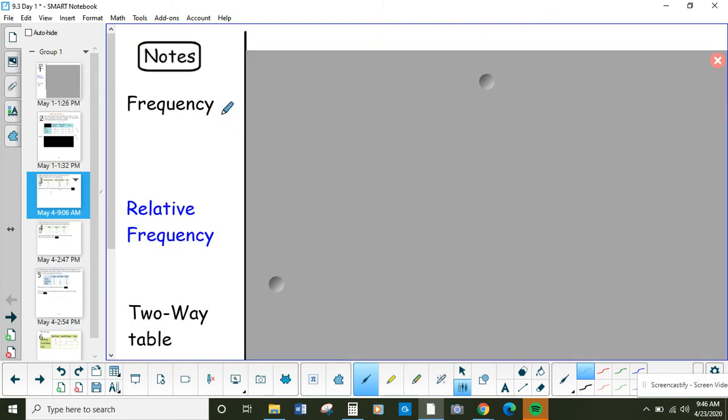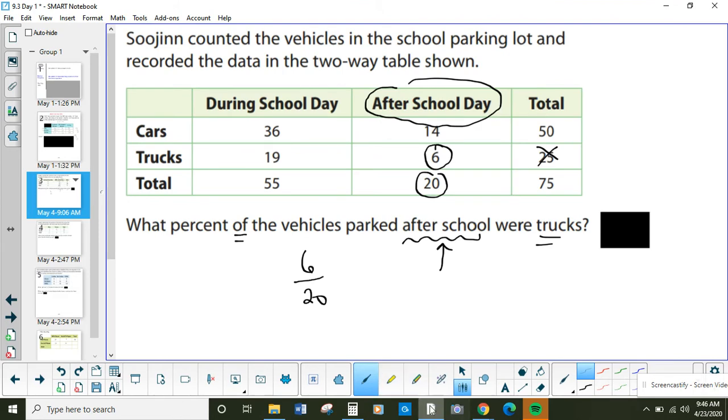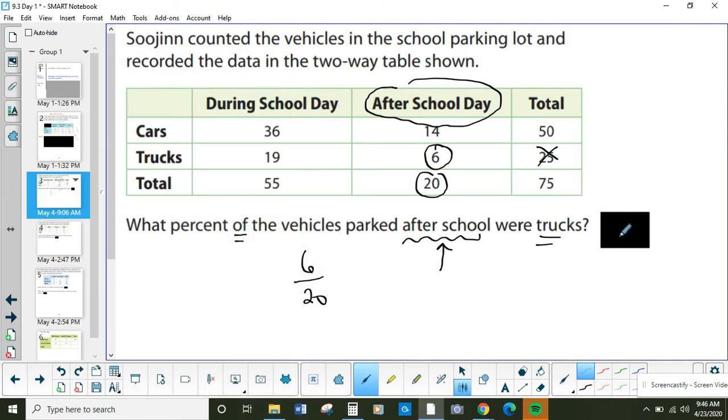That is my relative frequency, right? Number of times something occurred out of the total. Okay, so 6 out of 20. Or in other words, I can take my calculator and go 6 divided by 20. All fractions are division problems. And you can say that 30% of the vehicles parked after school were trucks.